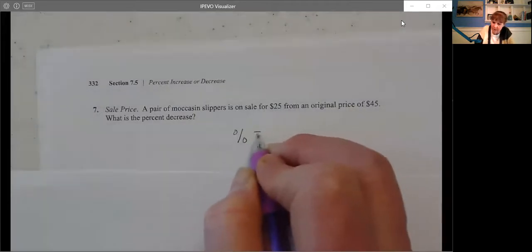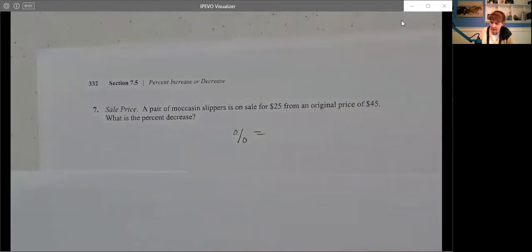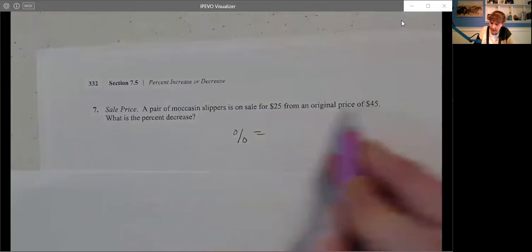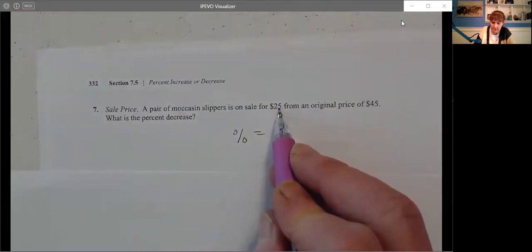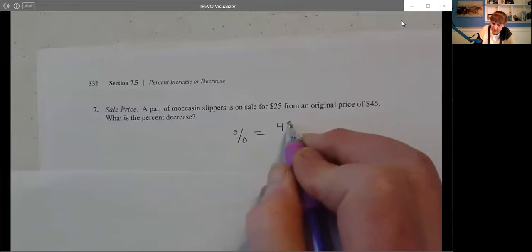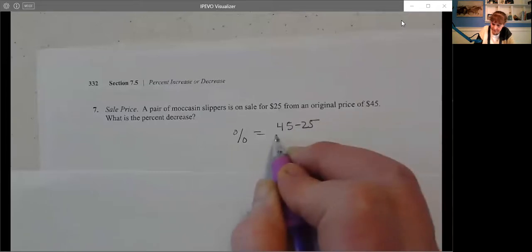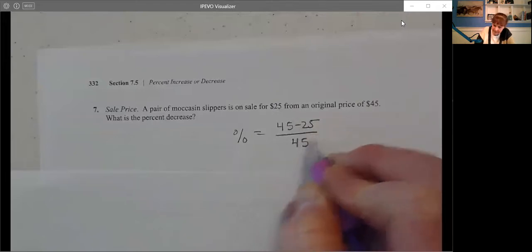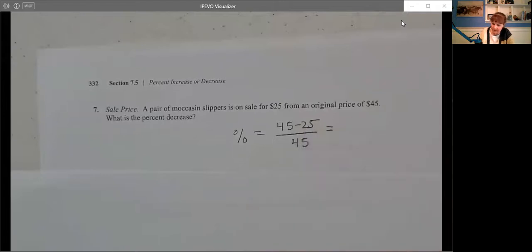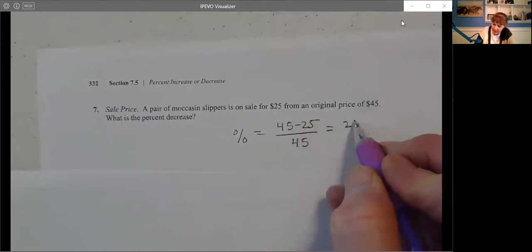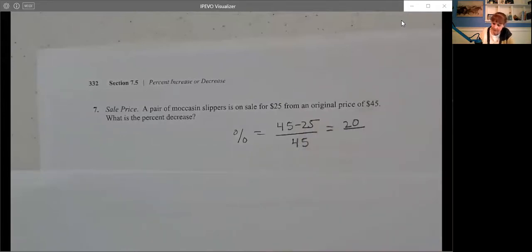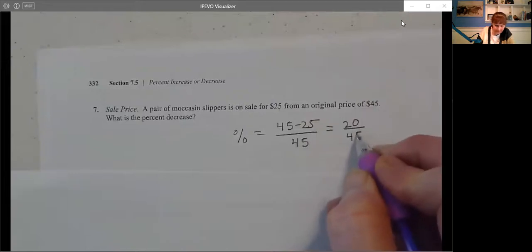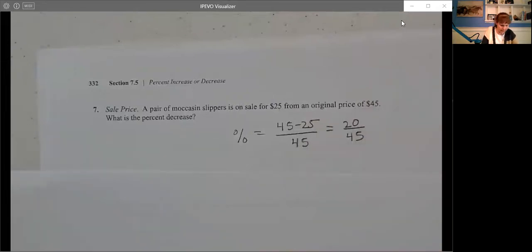We want a percent decrease, so we have to find out how much of a decrease. Well, it was this price, and now it's this price right here. It's on sale for 25. So we'll take 45 minus 25, and then we'll divide by the original price, which they tell us is $45 before. So what we started with, and then they marked it down to this one. So we get $20 off, divided by 45. So then we reach for our calculator and divide by 45.